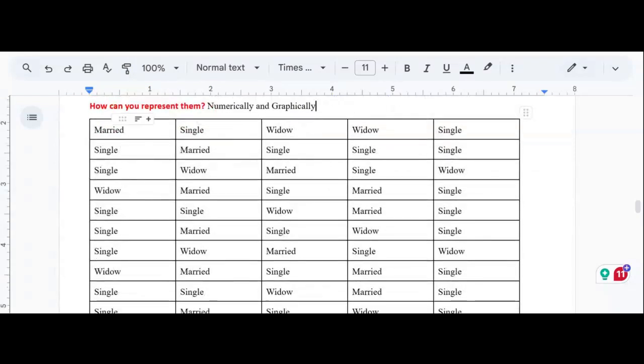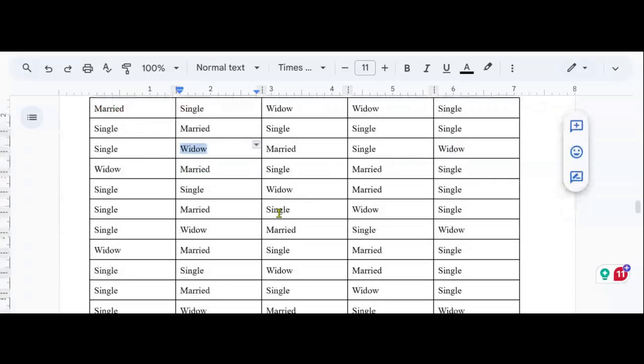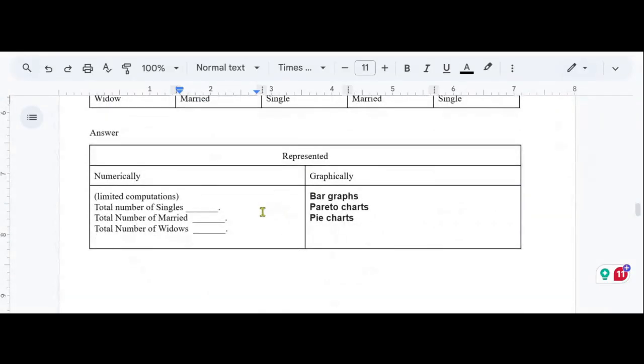So I have here, what's the question here? What do you think the question is? What is your status? Yeah. So the status is married, single, widow. I have all this data. What should I do with this data? Now we can find the number of singles, number married, number of widows. Graphically, I can do a bar graph, Pareto chart, or pie chart.